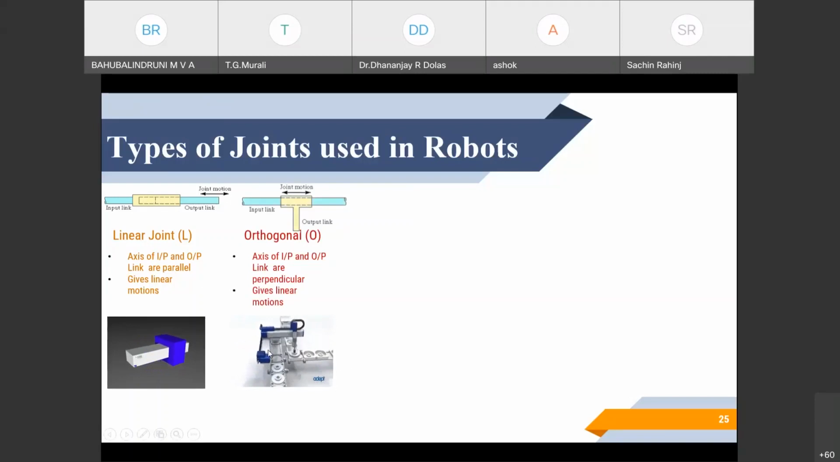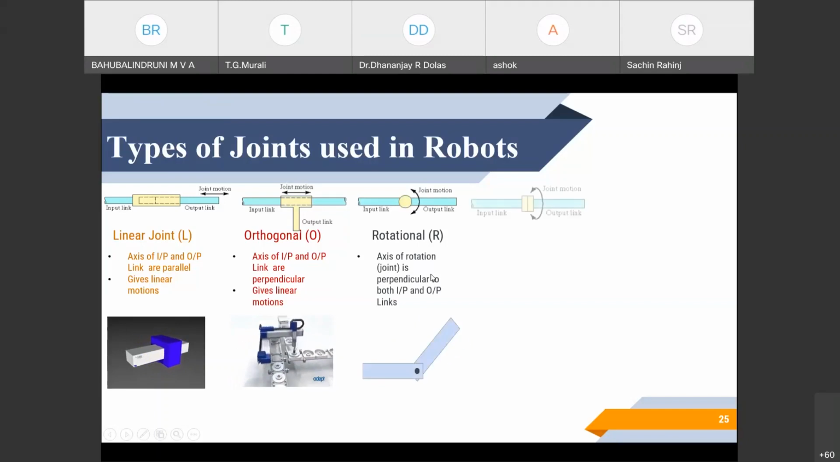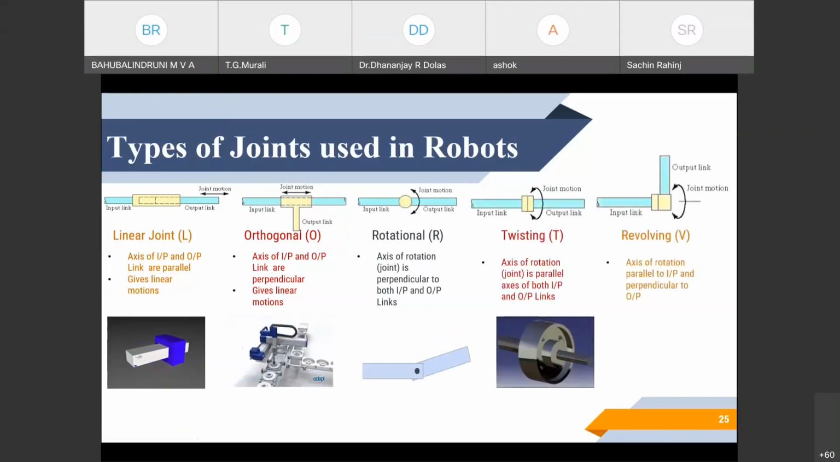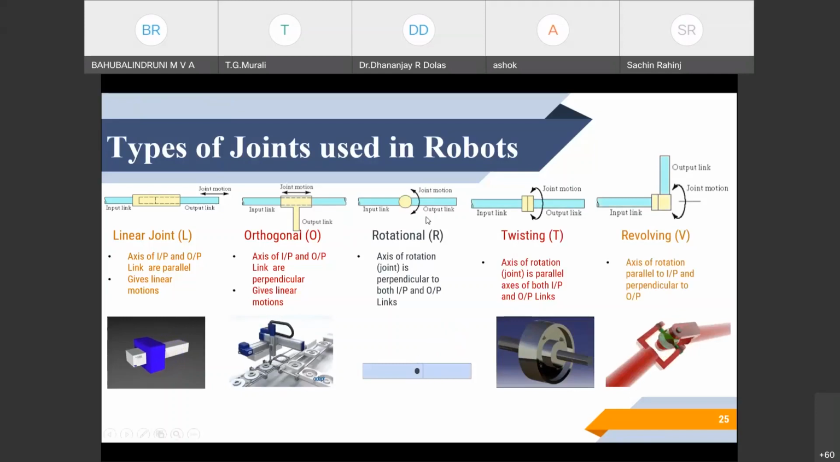So here the moment is along the X, Y, and Z directions that you can see for all these sliding links. And there are three other joints named rotational, twisting, and revolving. So we are going to differentiate all these three joints by means of the axis of the input and output link and the rotational axis.